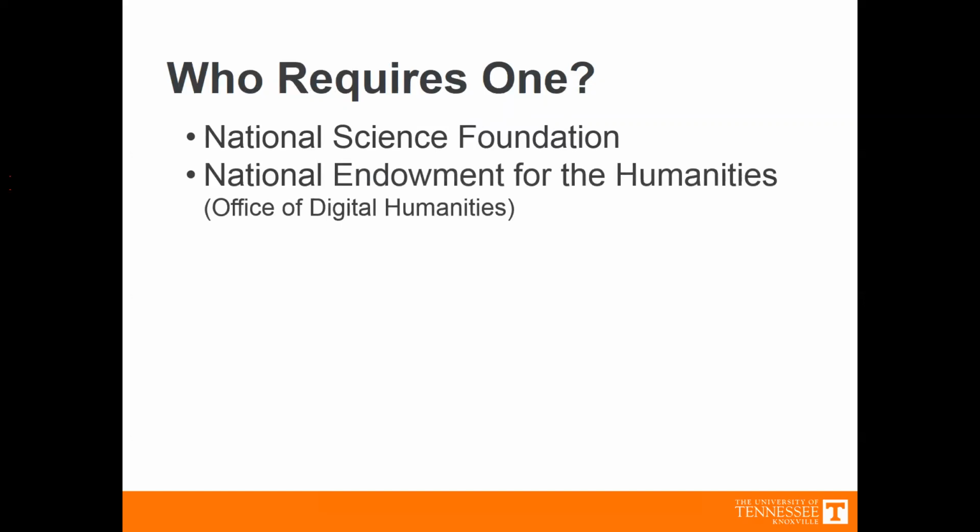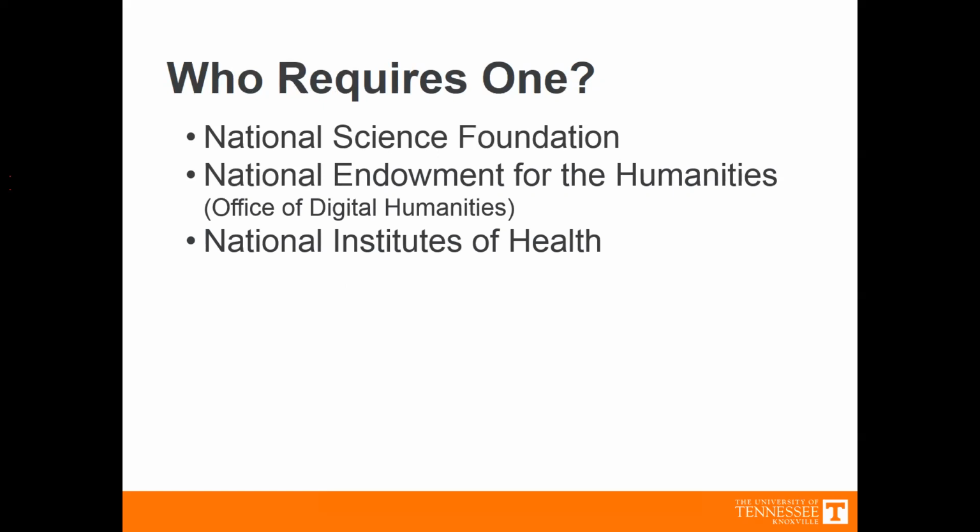National Endowment for the Humanities, if you're in the humanities, specifically the Digital Humanities Office, will require a data management plan. National Institutes of Health: it's slightly different for the NIH than it is for the others. The NIH requires a data sharing plan, which is a little less extensive than a data management plan, and it focuses mainly on just sharing research data, how you're going to share the data, as opposed to how you're going to manage it throughout its life cycle.